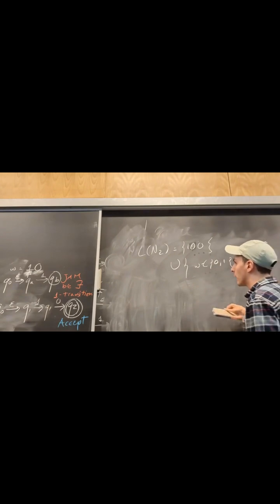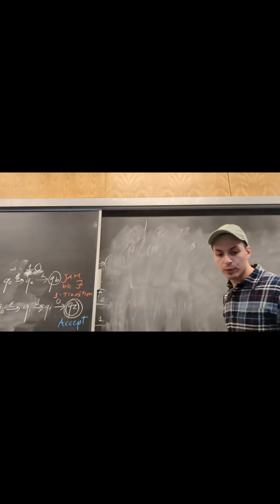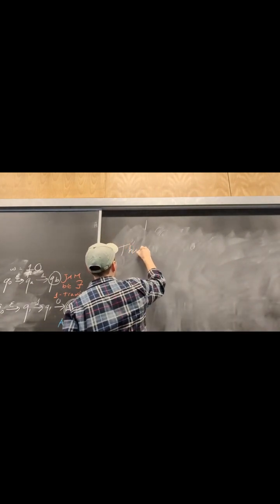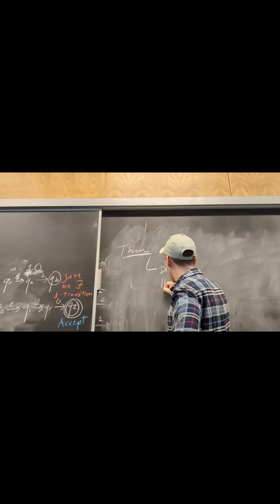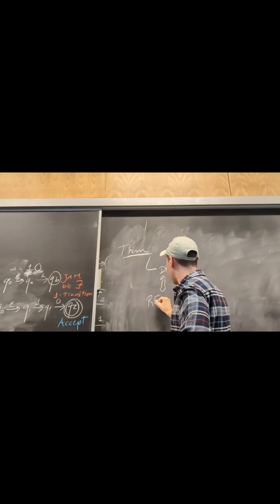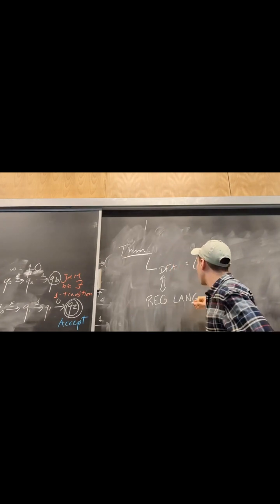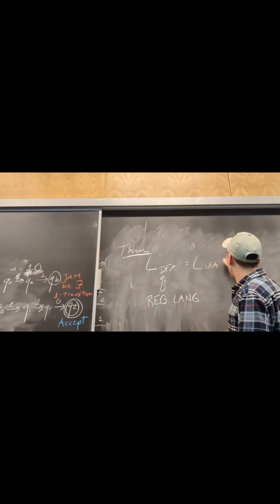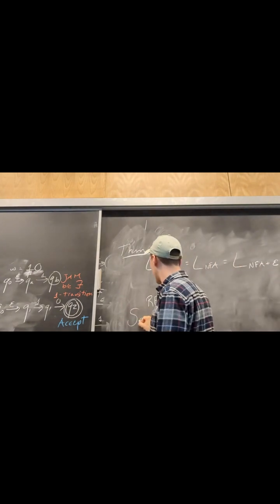So a very powerful result is this theorem, which you've seen in class, which is that the set of languages accepted by DFAs, in other words, the set of regular languages, is equal to the set of languages accepted by NFAs, is equal to the set of languages accepted by NFAs with epsilon transitions. Okay? So what this means, right? So what this means is, right, so what?